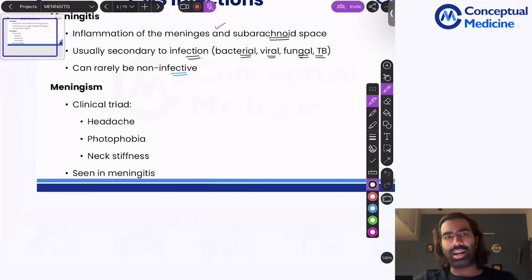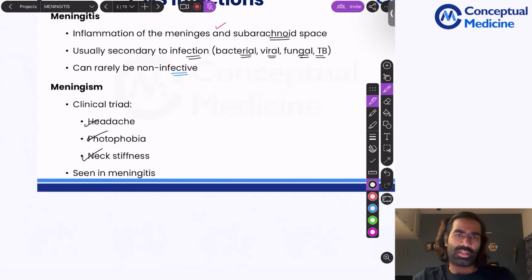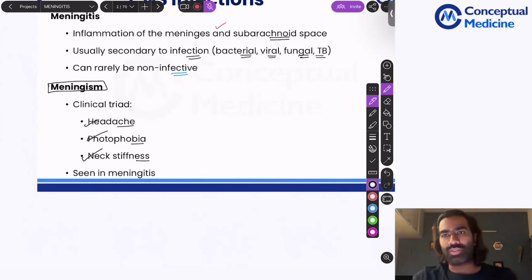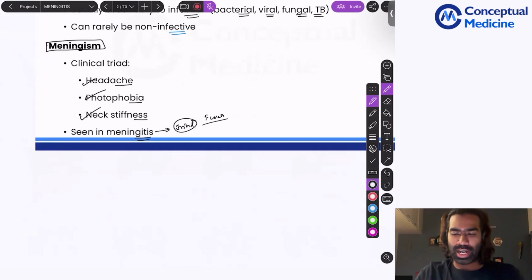And what is the clinical triad of meningism? When you really suspect that the patient is having meningitis: headache, photophobia and/or phonophobia, and neck stiffness. Some people use vomiting also, but nevertheless. So whenever you have headache, photophobia, and neck stiffness, this is going to be called meningism. If they ask you the clinical triad of meningitis, in that case, it's going to be fever, headache, and neck stiffness. If you have these three, this will come under the clinical triad of meningitis.